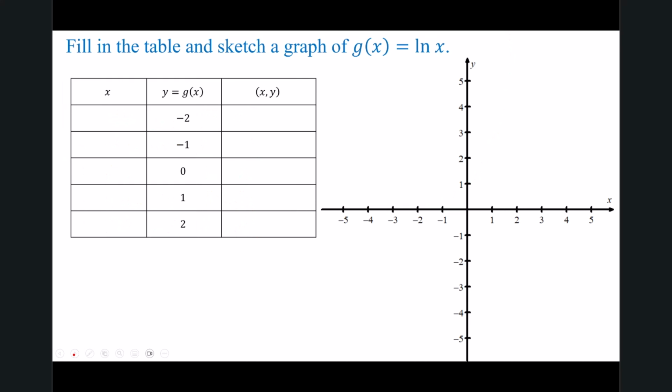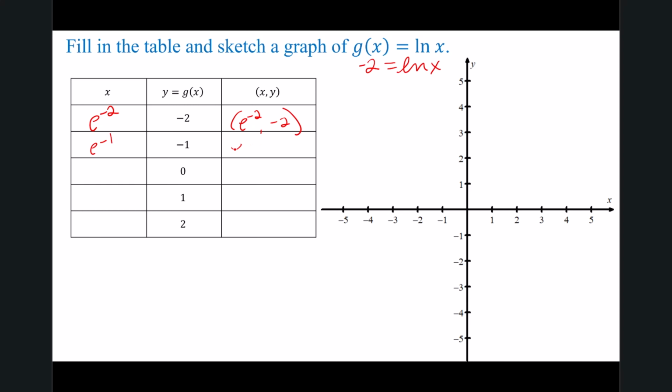How about this one, the natural log of x? So let's try that. The natural log of x will be the inverse of e to the x because the natural log of x is a log base e of x. So if I plug in some values for y, say -2. If I say y is -2, I have negative 2 is the natural log of x. That means e to the negative 2 equals x. So my point, (e to the negative 2, negative 2). And we could do that with all of them.